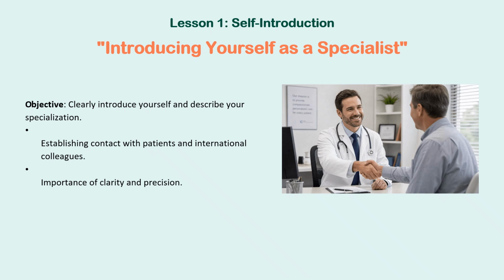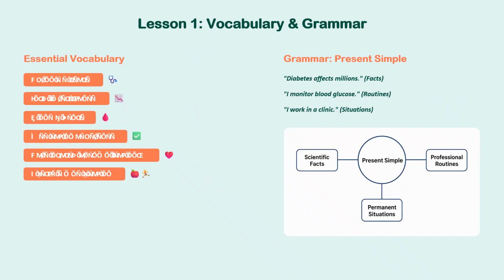Key vocabulary to remember: chronic disease, a long-lasting illness such as type 2 diabetes. For example, diabetes is a chronic disease that requires long-term management. Insulin resistance, the reduced response of body cells to insulin. Obesity often leads to insulin resistance. Blood glucose, the amount of sugar in the blood. I monitor blood glucose levels regularly. Medication adherence, taking prescribed medications correctly. Successful treatment depends partly on medication adherence.